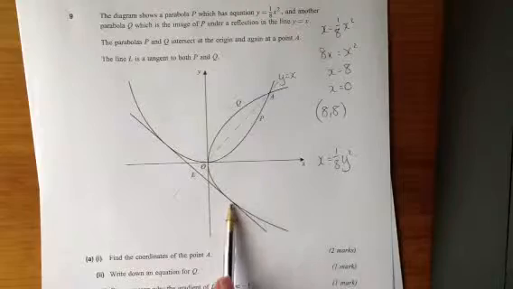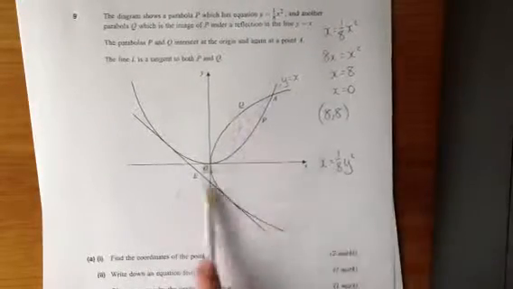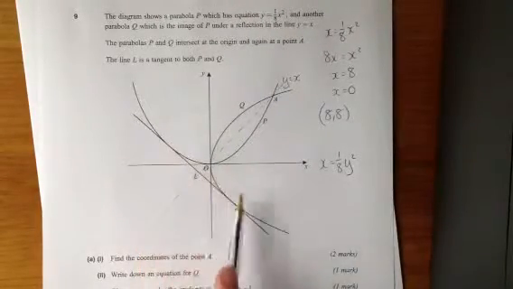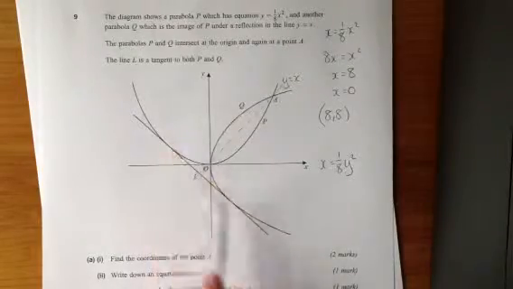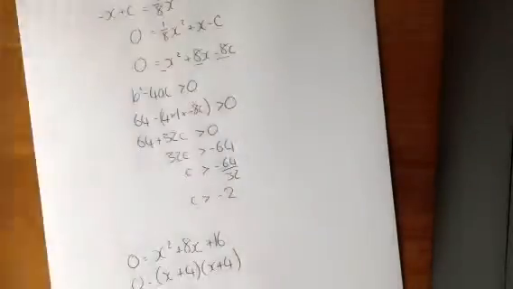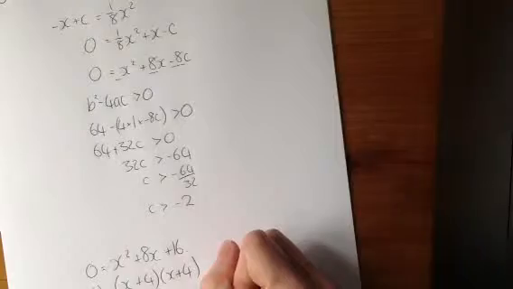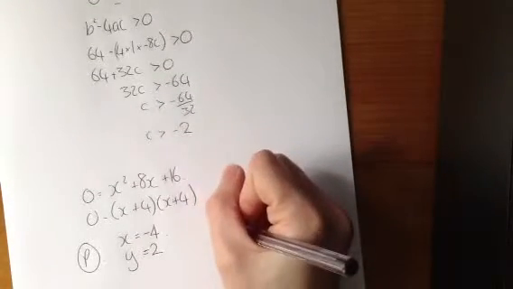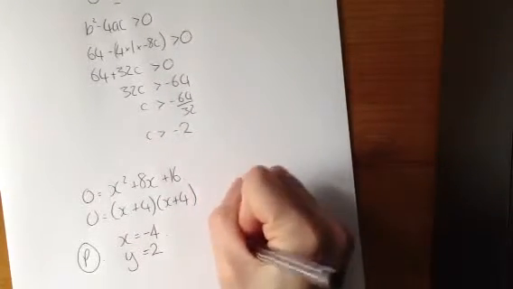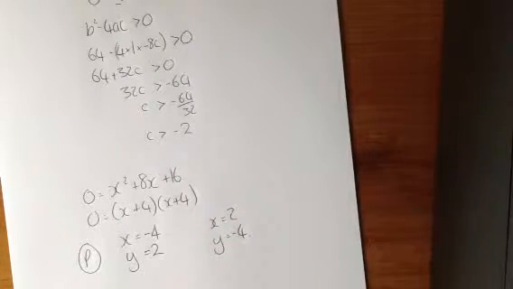Now the point down here is going to be the same thing in Q, which means it's that reflected in the line y equals x. So again, when we're reflecting in the line y equals x, all we do is swap over the coordinates. So we're going to have x equals 2, y equals minus 4.